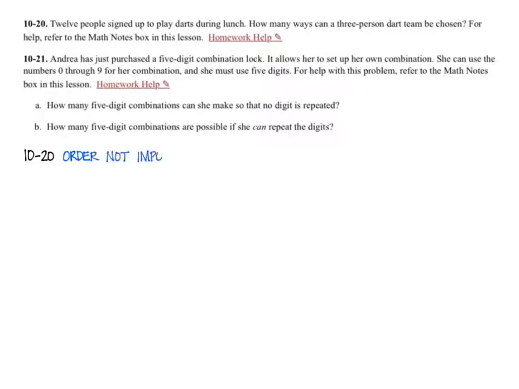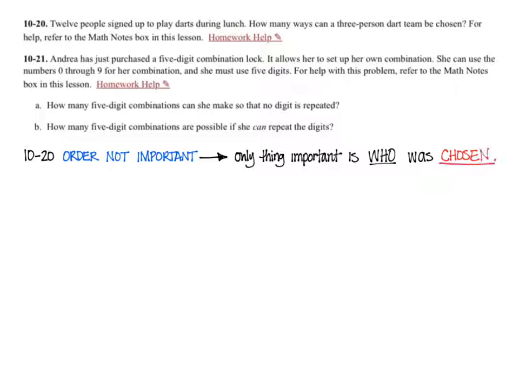Now, in the next two problems, 10-20 and 10-21, we're going to be using either combination or permutation. We have to determine, does order matter? And in problem number 20, order is not important. It's just about picking some people. It's just who's going to be chosen. And since order does not matter, this is going to be a combination. And so it's going to be 12 people, choose any 3. And it won't matter what order you pick them, just so long as you pick 3 people.